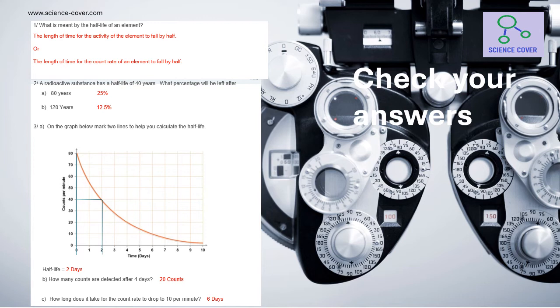Number 2, a radioactive substance has a half-life of 40 years. What percentage will be left after 80 years? Well, after 40 years it should drop to 50%, so after 80 years it should drop to 25%. After 120 years it should drop to 12.5%.